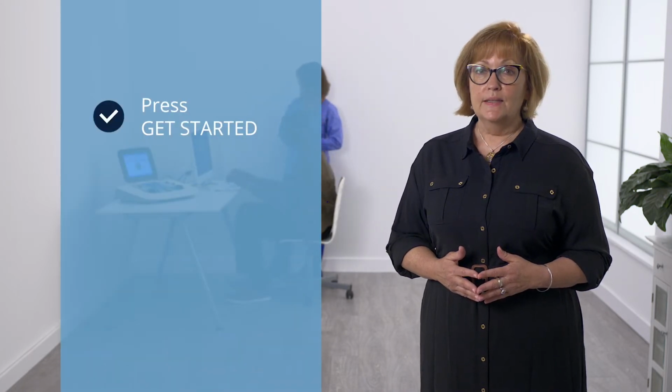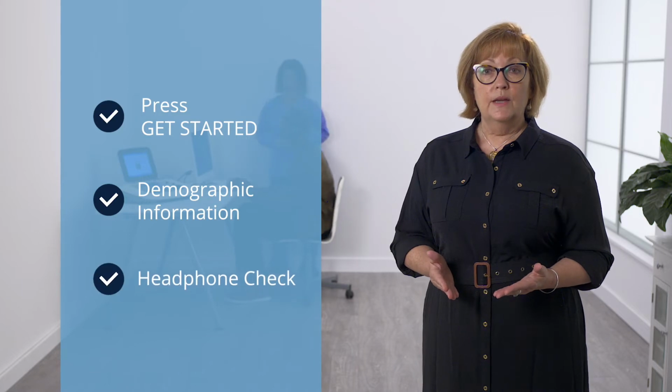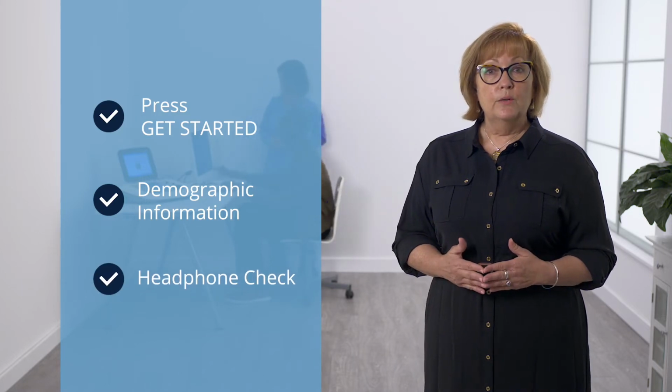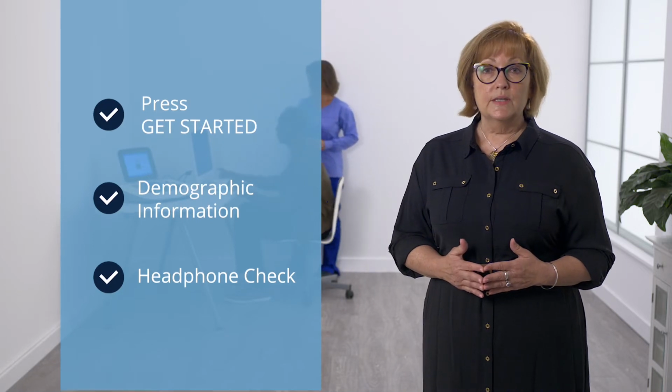From the opening screen of the AMTAS software, press the Get Started button to begin the test. Depending on the configuration, a few preliminary screens may appear prior to the test instructions. For example, the patient may be asked to enter their demographic information or perform the headphone check. Each preliminary screen will require the patient to press Continue in the lower right corner of the screen.